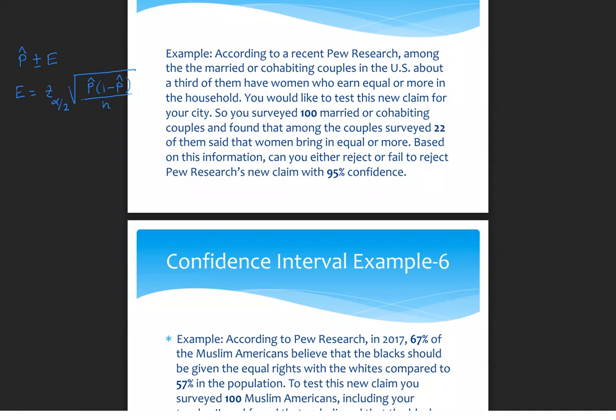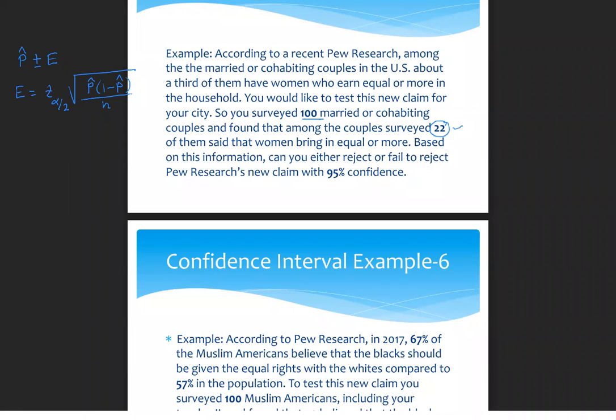So you kind of want to test it. What you did, you surveyed 100 people, okay, in your city, and found that 22 of them said that women bring in equal or more. Based on this information, can you either reject or fail to reject the Pew Research's claim with 95% confidence? All right. So simply speaking, Pew Research says that about a third of the households have women who earn equal or more than the man.